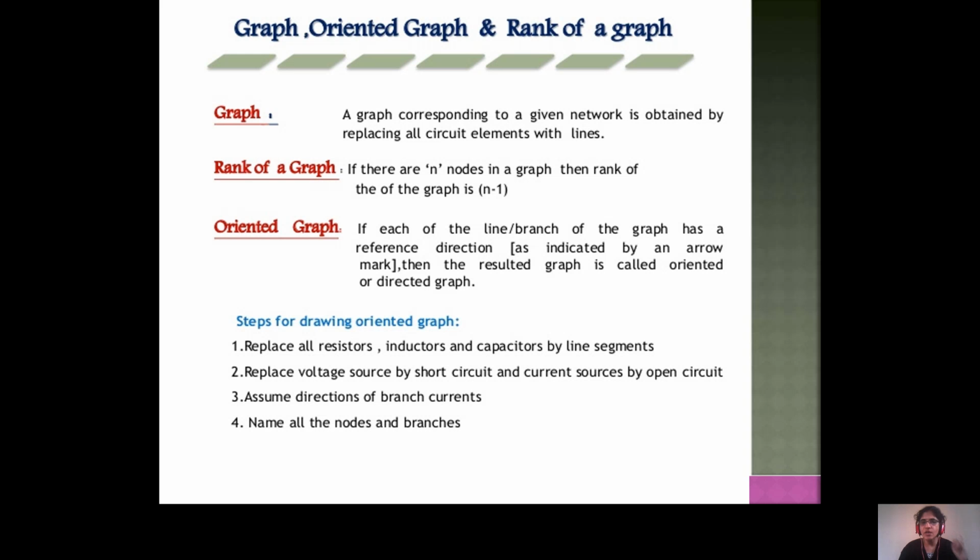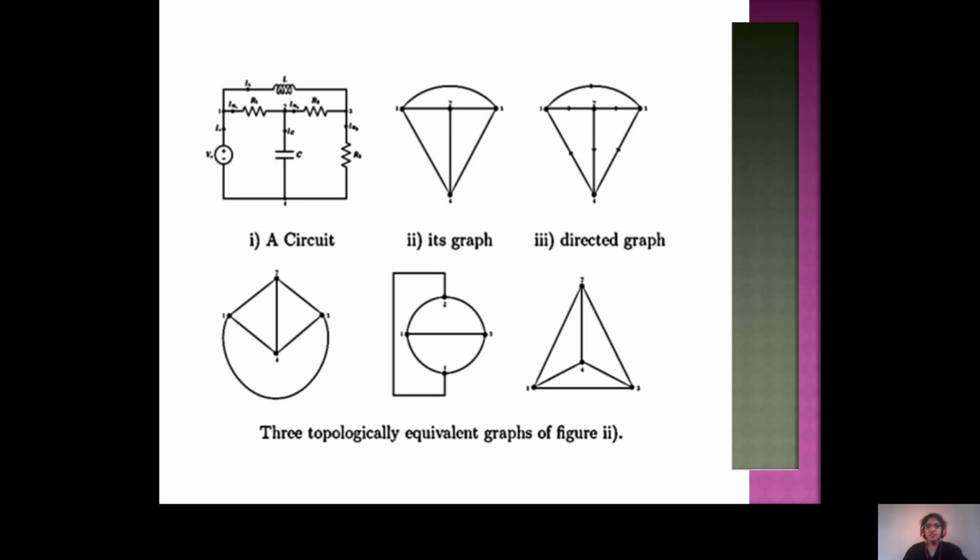So replace all resistors, inductors and capacitors by line segments, and replace voltage sources by short circuit and current sources by open circuit. Assume directions of branch currents. Name all the nodes and branches. Next, when you observe this, this is a graph. So this is one network.